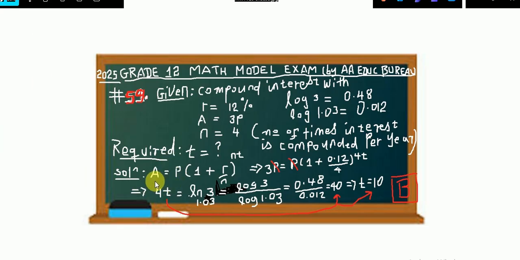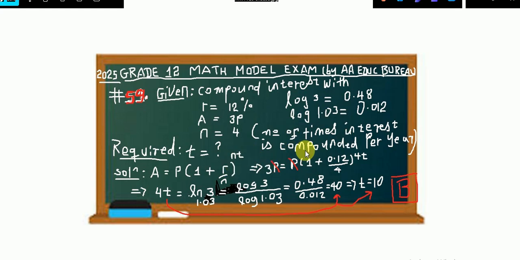The formula is this: amount is equal to principal, the initial investment, into (1 plus r over n) to the power nt. We substitute the numbers, for example n is 4.